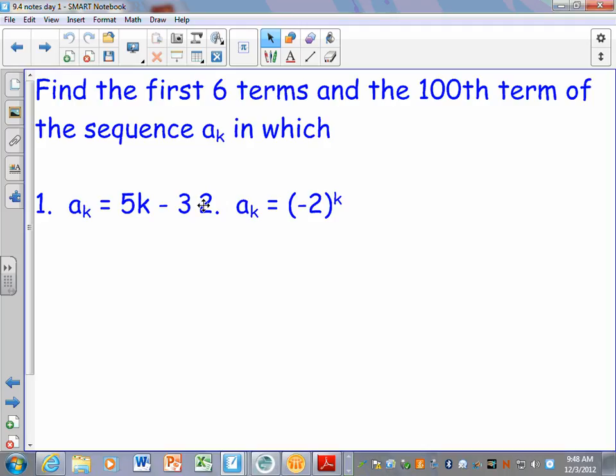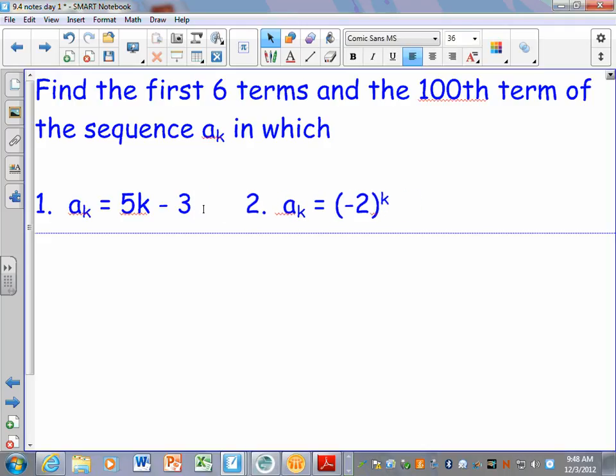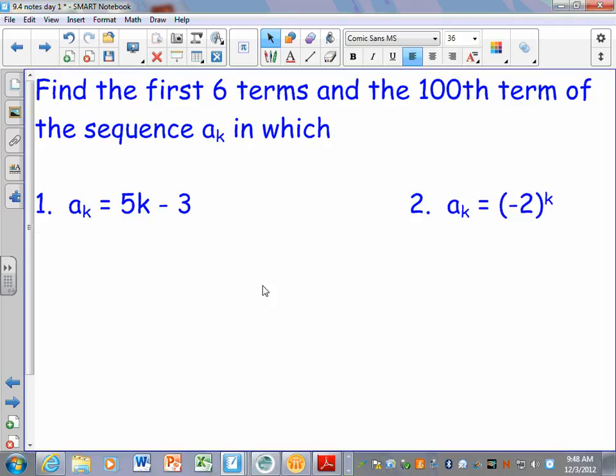Okay, so here's the first part of your homework today. It says, find the first 6 terms and the 100th term of the sequence a sub k in which a sub k equals 5k minus 3. The big thing is just getting used to the notation. K is just the term. So if I want to find the first term, I write it like this, a sub 1.